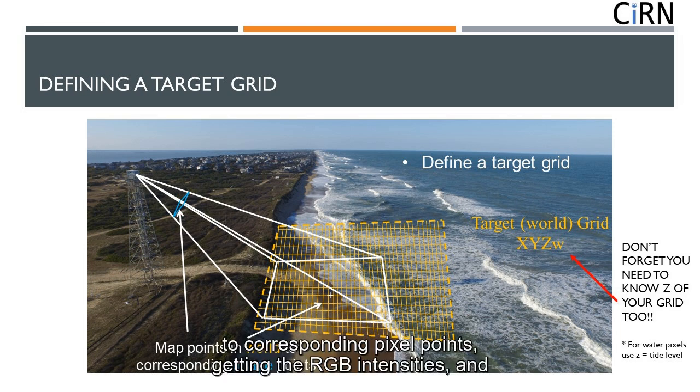All right, so we're basically mapping our points in the world to corresponding pixel points, getting the RGB intensities, and then putting them back onto our grid.